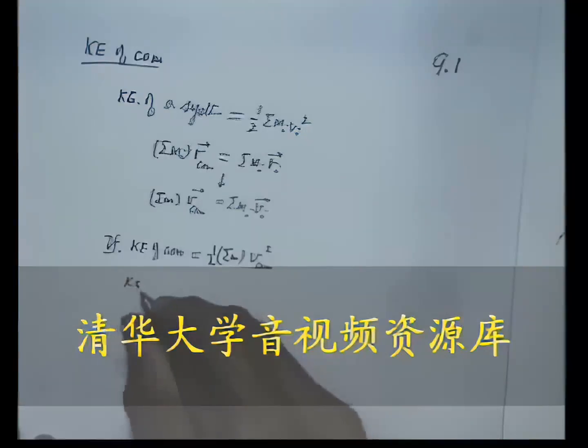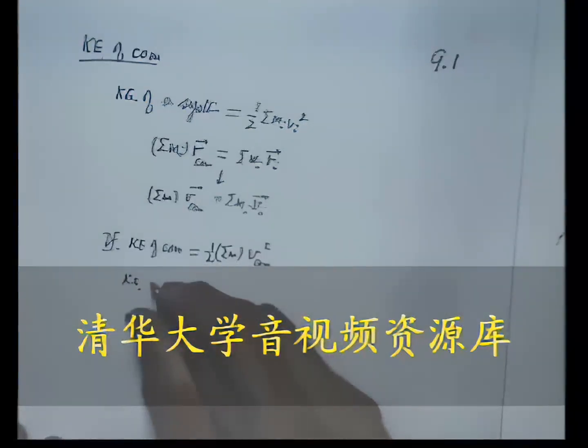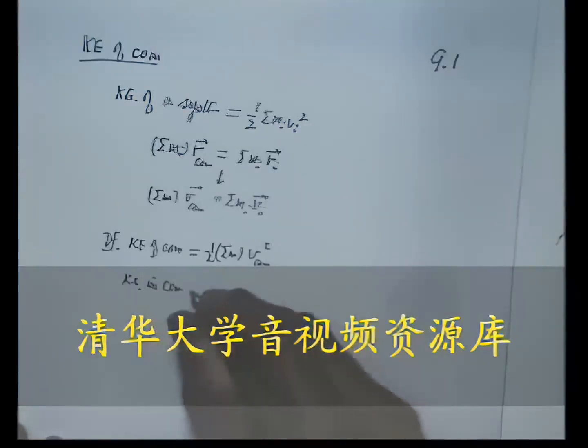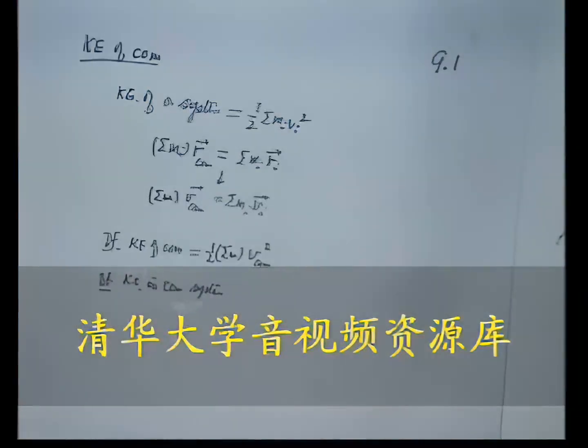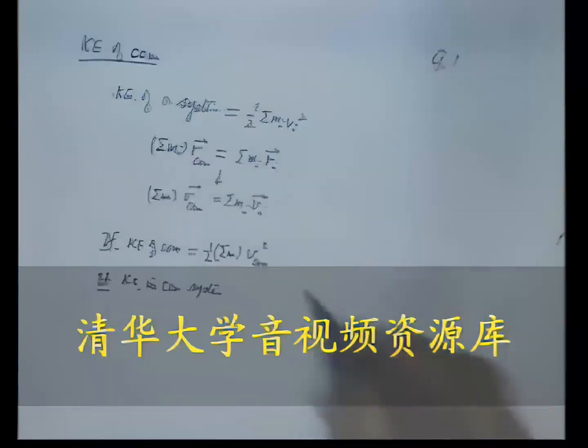Kinetic energy in center of mass, definition: kinetic energy in center of mass. That means you think of yourself as moving with the center of mass, and then all the particles are moving relative to the center of mass. So in that center of mass system, what's the kinetic energy?